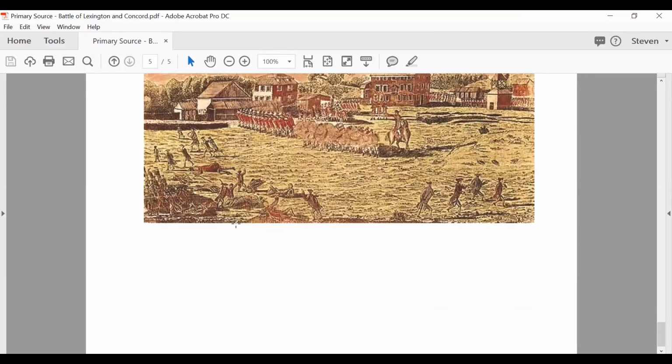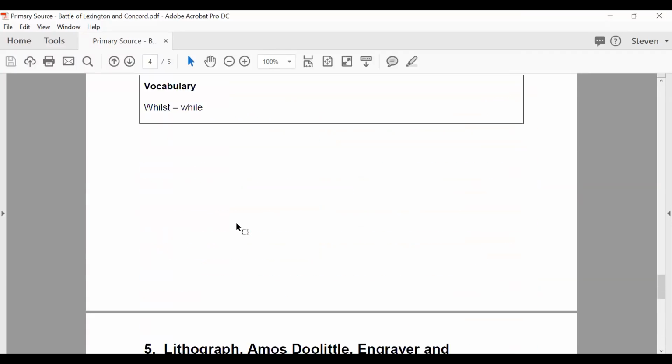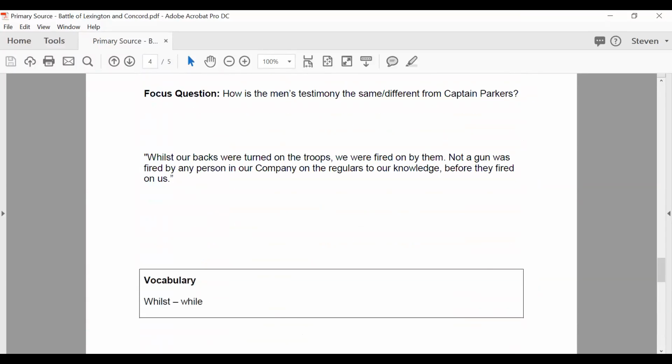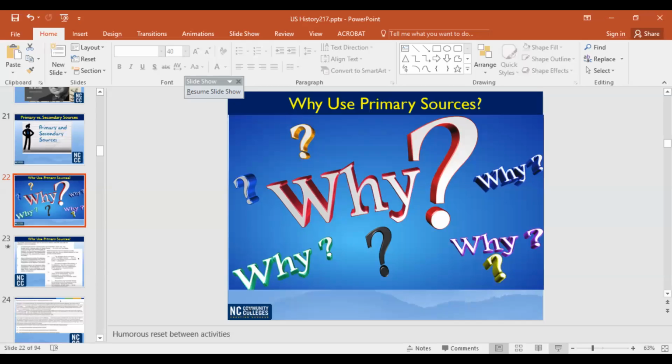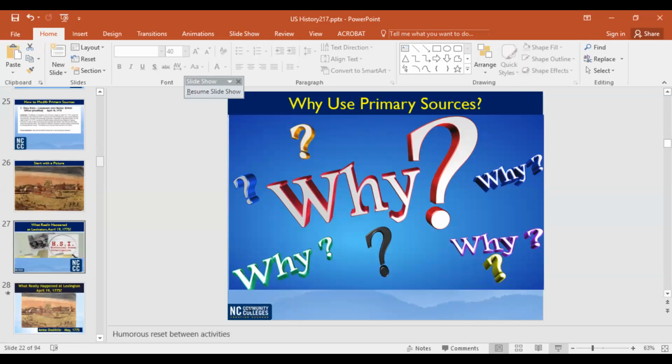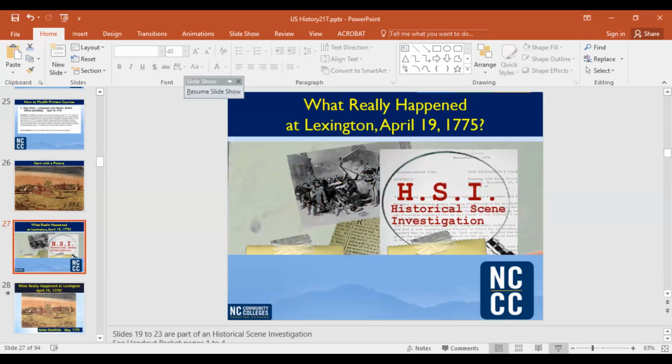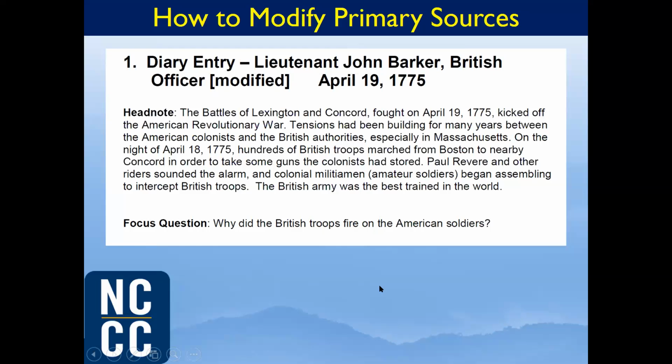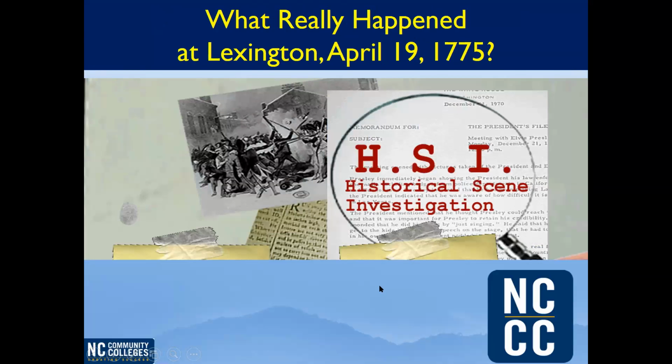I get excited when I do these, talking about some of these other things that have gone on. So let me shift back to the PowerPoint. There we go. Okay, so we've talked about how to modify some primary sources, and about starting with a picture. A great resource where the heavy lifting has already been done is the Historic Scene Investigations. There are several of these, and I attach a link to the website. It's very effective.